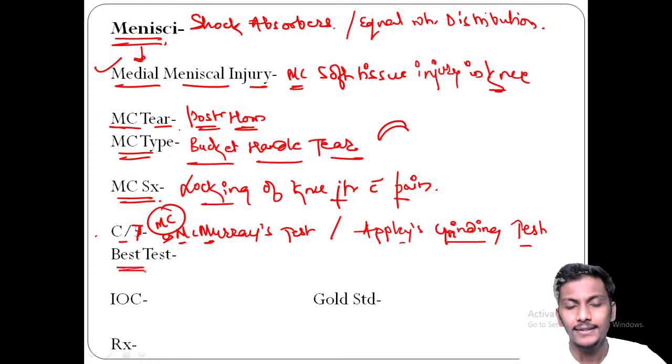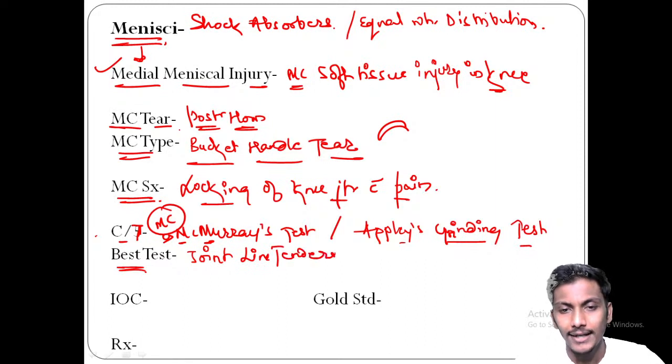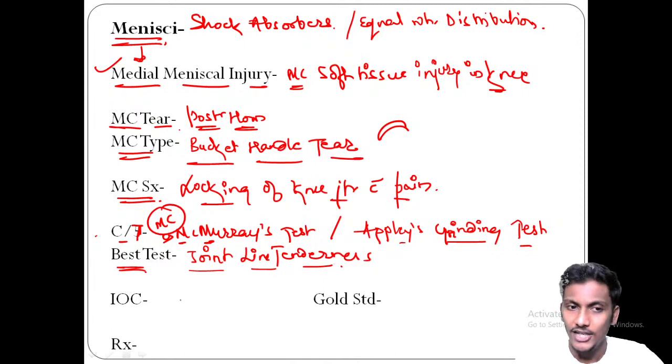But which is the best test? It is neither McMurray's test nor Apley's grinding test. So the best test for your medial meniscus injury is what? Please remember, the best test is joint line tenderness. You just check tenderness at the joint line. Joint line tenderness is the best test performed in cases of medial meniscus injuries.